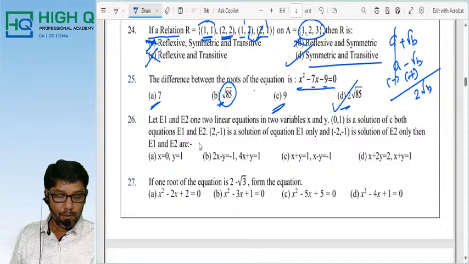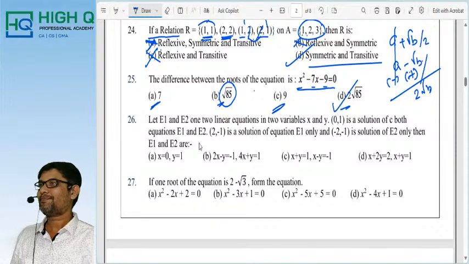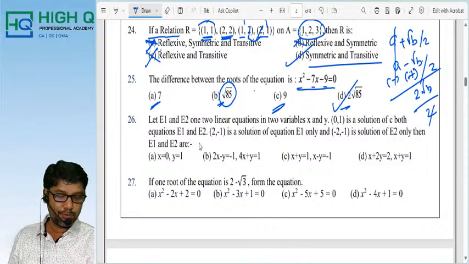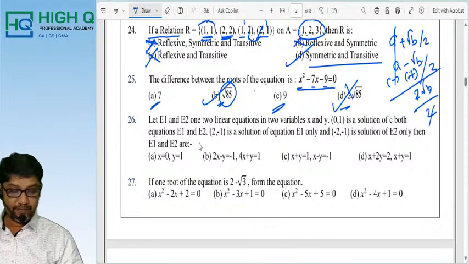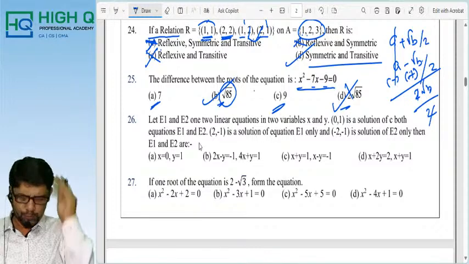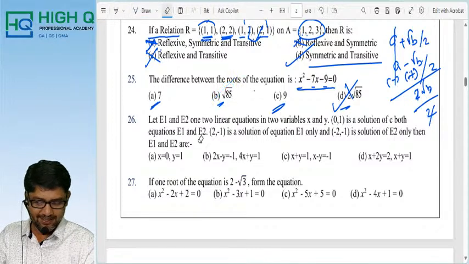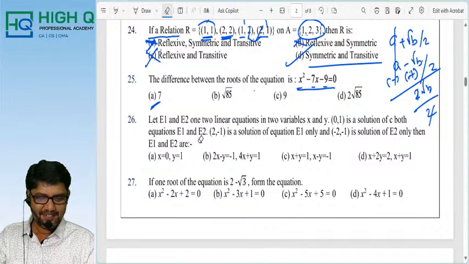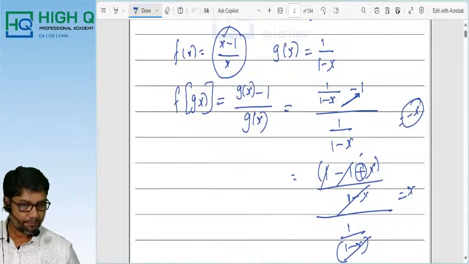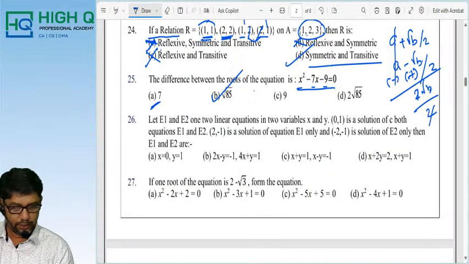Correct. By 2 I forgot. Sorry. By 2 I forgot. If it is by 2, 2 get cancelled. Root 85 can be the answer. I'm not sure. See, root 85 only should be the answer, because by 2 I forgot. But still, let me solve it. Root 85 is the right answer.